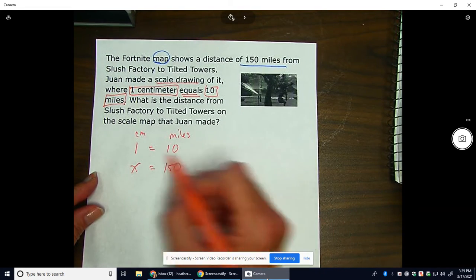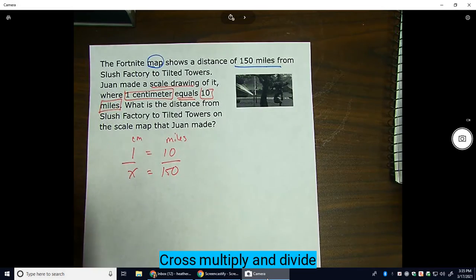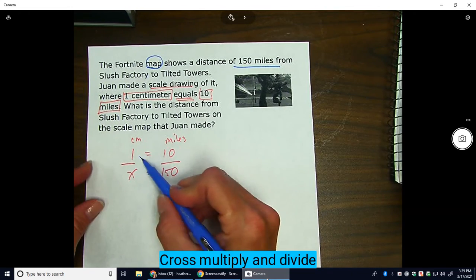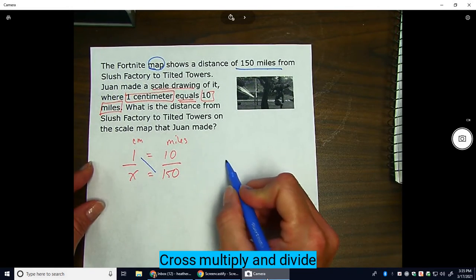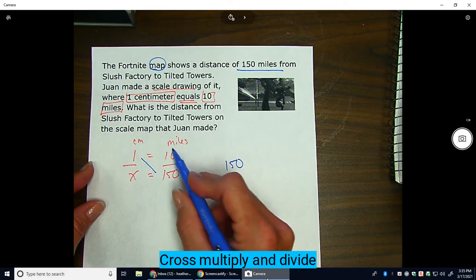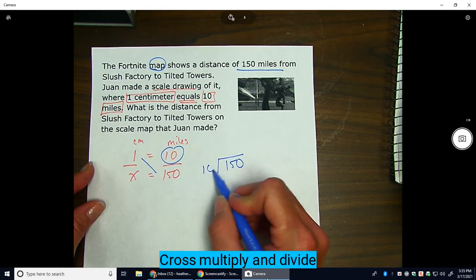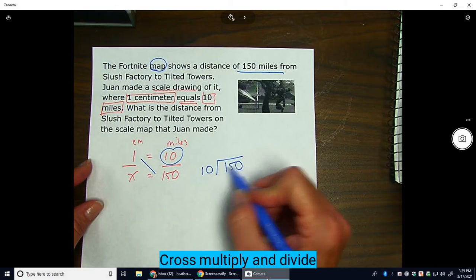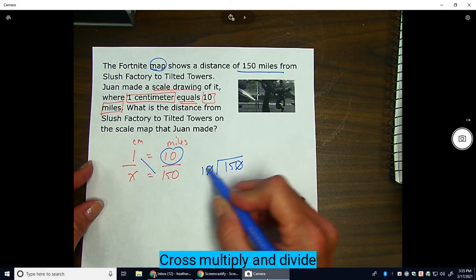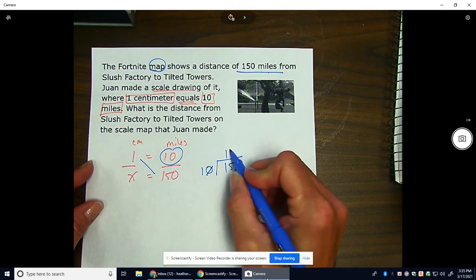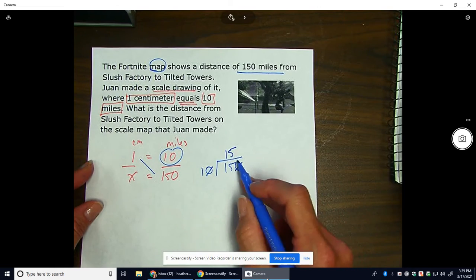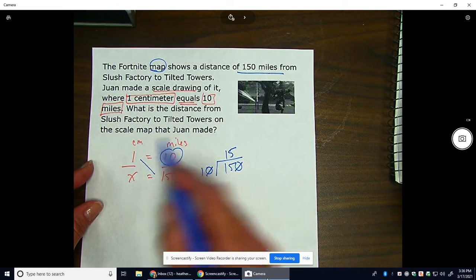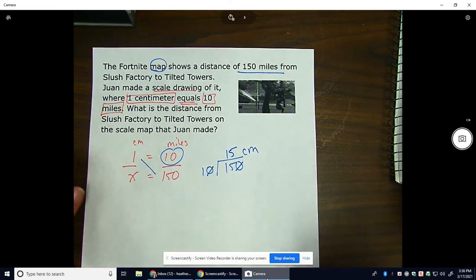Once again, we set this up as a proportion because they're equivalent pieces. So I'm going to cross multiply. That gives me 150. But then I have to divide it by 10. When we divide by 10, our zeros can cancel out. So now I have 15 divided by 1, which is 15. When I come back to the label, it's centimeters.